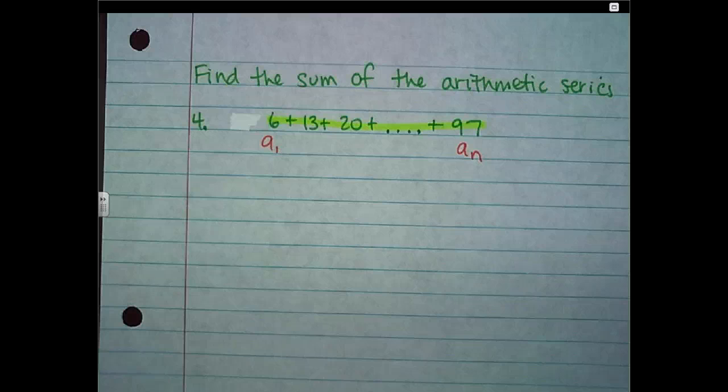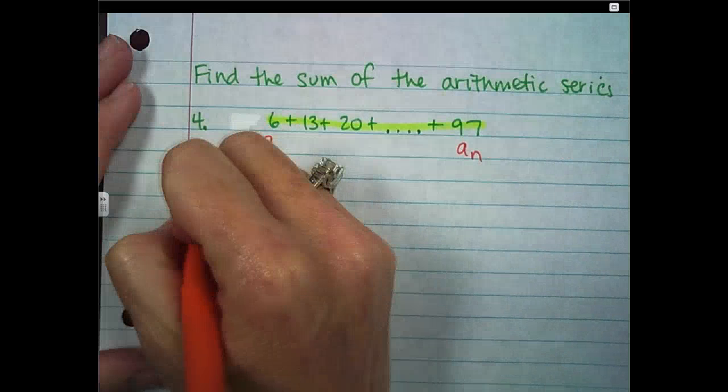I don't know what term number it is. I don't know if it's the 20th, the 50th, the 15th. You see what I mean? I know my last term is 97. I just don't know what term number it is. And for the rule for the sum, you have to know the term numbers. You have to know how many you're adding. Right? So it's not going to work. Okay? So what you have to find first is what? N, right? Find n.